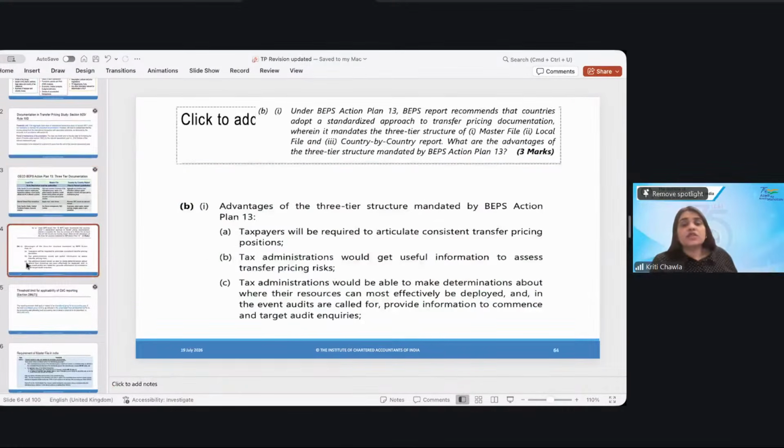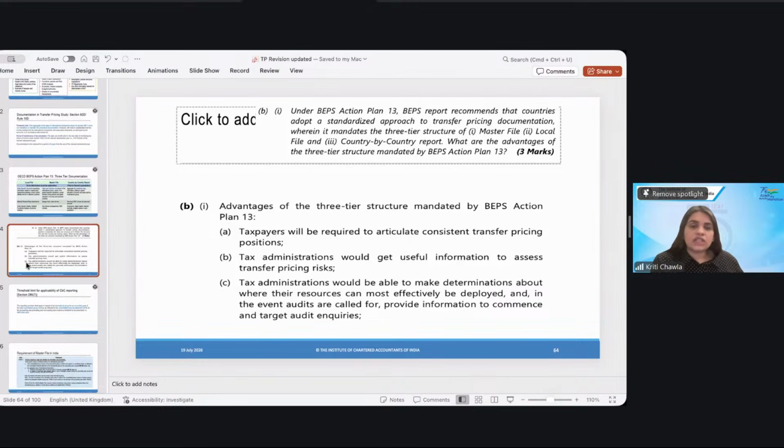So this was one of the questions. This is one of the questions that was provided in the past papers for 3 marks. It says under BEPS Action Plan 13, BEPS report recommends that countries adopt a standardized approach to transfer pricing documentation, wherein it mandates the three-tier structure: master file, local file, and country by country report. So what are the advantages of the three-tier structure, which is mandated by BEPS Action Plan 13? So you have to mention 3 advantages. It's coming for 3 marks.